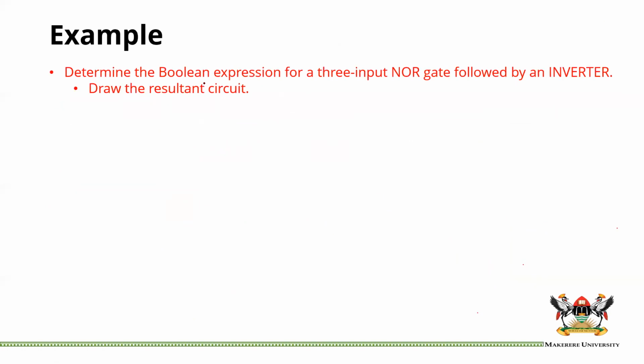So I have an example here. Determine the Boolean expression for a 3-input NOR gate followed by an inverter. Draw the resultant circuit. Let me start with the expression. A 3-input NOR gate, our inputs are A or B or C, right? So A or B or C is the OR. Now, if I want to NOR, I put the bar over it, that is my NOR.